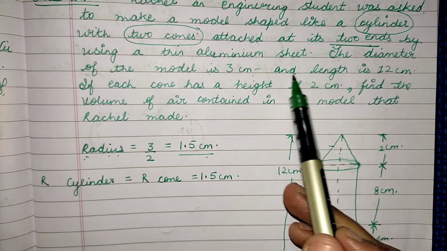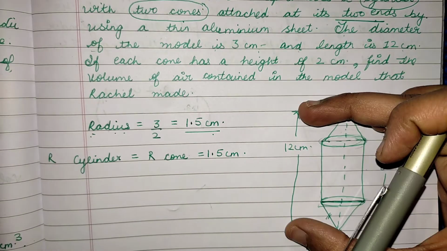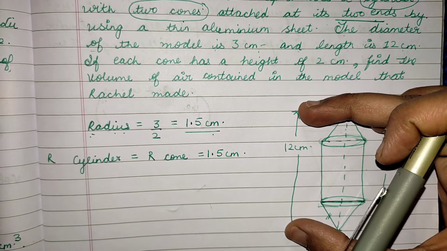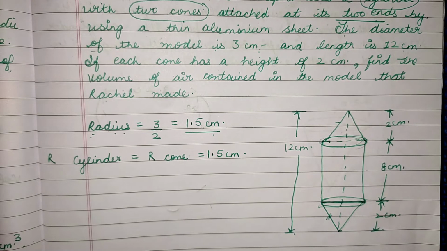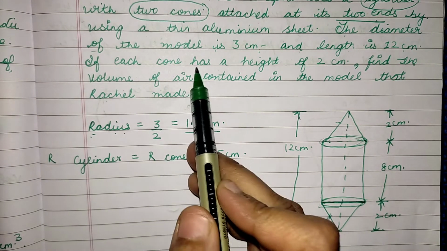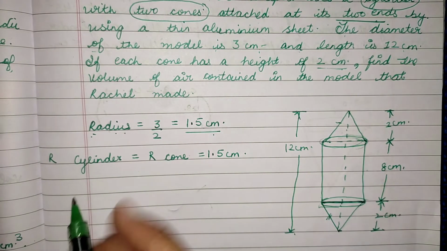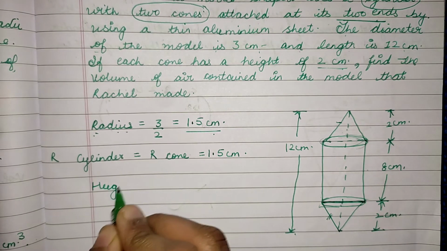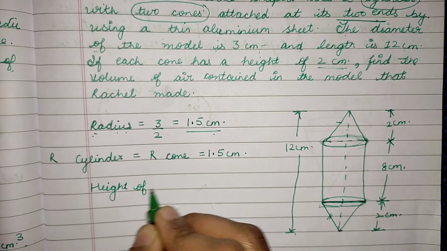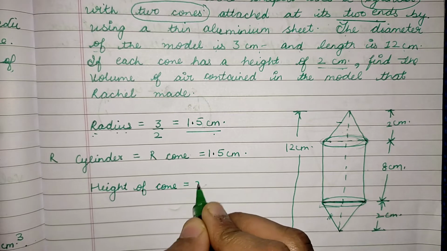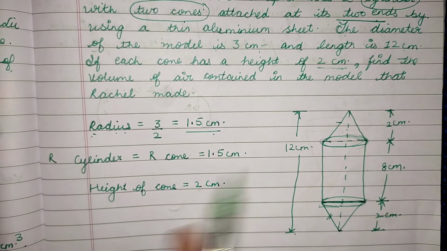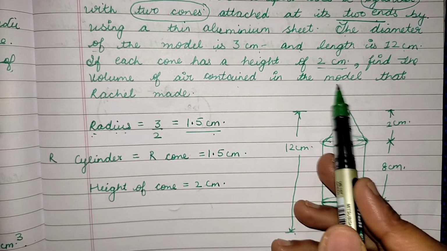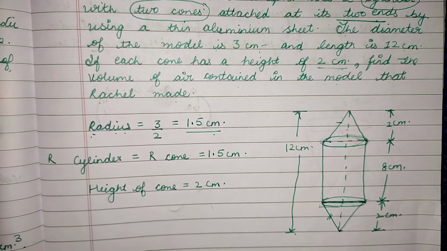Then what next is given to us? And the length is 12. The complete height of the figure is given to us equal to 12 centimeter. Next, if each cone has a height of 2 centimeter, so the individual height of the cone is given to us. Height of cone is equal to 2 centimeter. Find the volume of the air contained in the model that Rachel made.